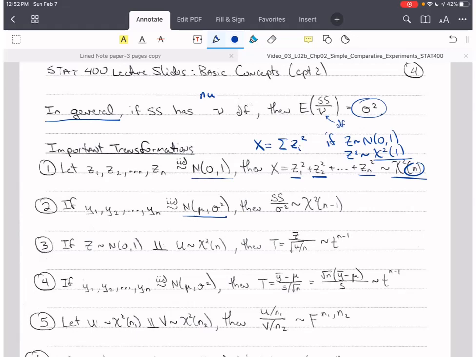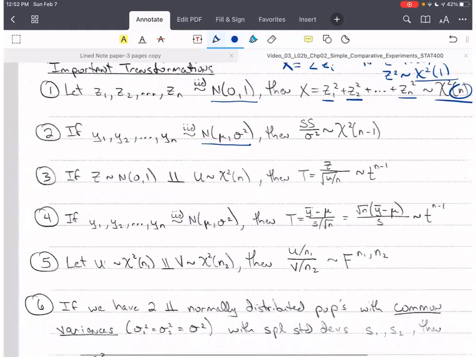If Z is a standard normal and it is independent of U, which is a chi-squared with n degrees of freedom, then T, which is equal to Z divided by the square root of U over n, remember, n is its degrees of freedom, has a t distribution with n degrees of freedom. So this is our t statistic. Okay? So this is a transformation from normal and chi-squared to get a t statistic. So again, these things are really important to know. I hope you have them on a sheet where you can find them easily.